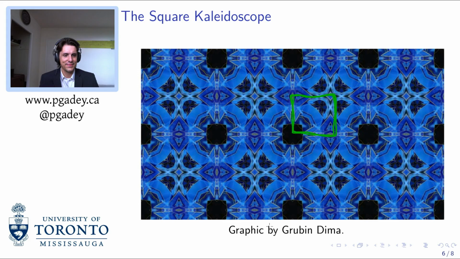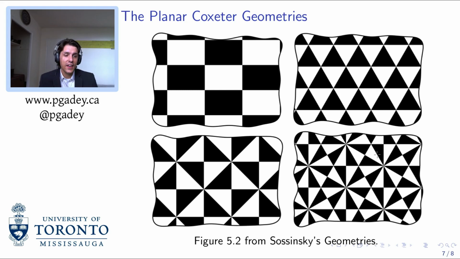So Coxeter proved that there are only fundamentally four different kinds of kaleidoscopes, and those are the kaleidoscopes with angles that are all pi by 2. So we'll write 2s here. The kaleidoscope with angles pi by 3. The kaleidoscope with angles pi by 4, pi by 4, pi by 2. And the kaleidoscope with angles pi by 2, pi by 3, and pi by 6.